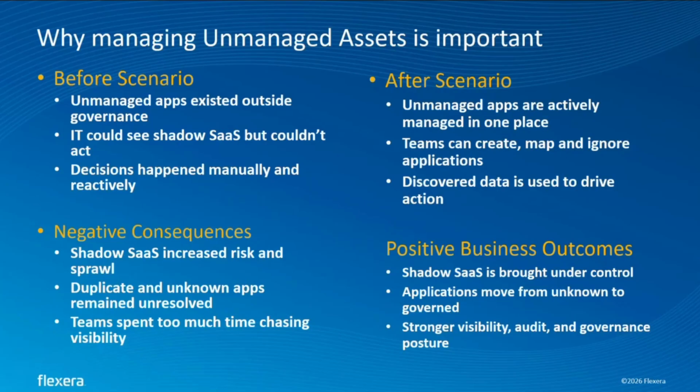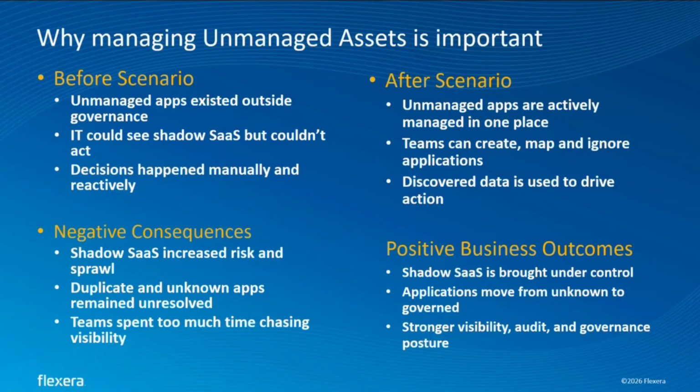So one of the biggest challenges customers tell us today with the unmanaged asset is that just discovering these shadow apps is just not enough, right? Before this, the unmanaged applications were visible, but teams could not do anything about it. They had to chase down names, reconcile duplicates, and make decisions outside of SaaS, maybe export the table and then make sure that they qualify these applications.